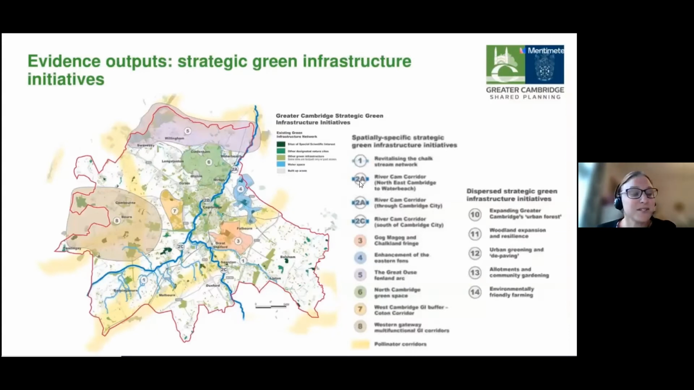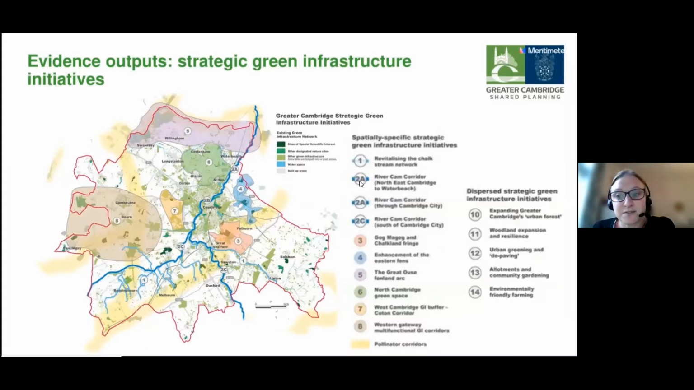And yeah, this map sums up those 14 strategic GI initiatives. It's a little bit fuzzy, but of these, you can see 9 are spatially specific and shown on the map, and 5 are what we call dispersed opportunities or initiatives. These are more relevant to a range of locations rather than being spatially focused in one area.